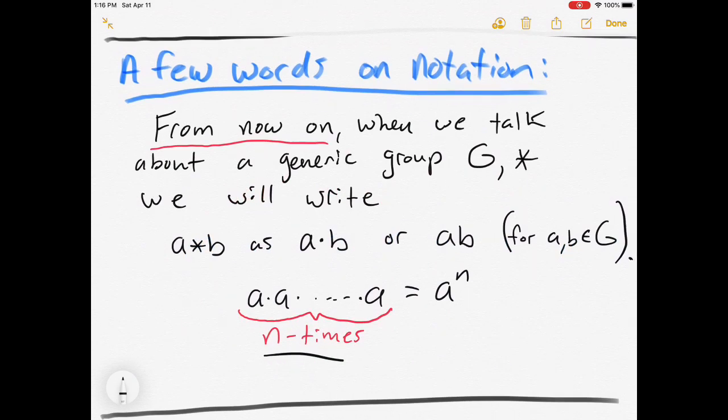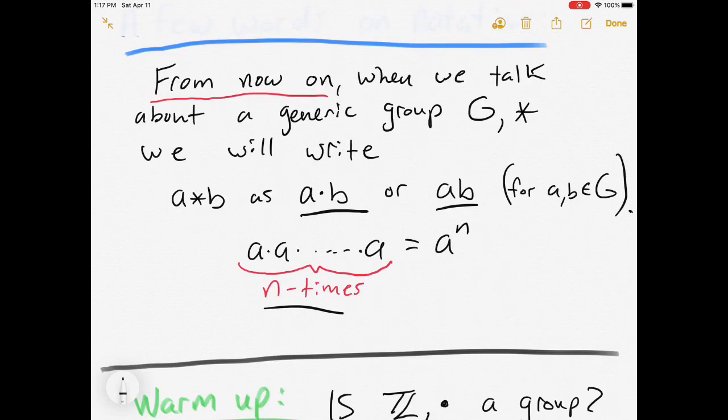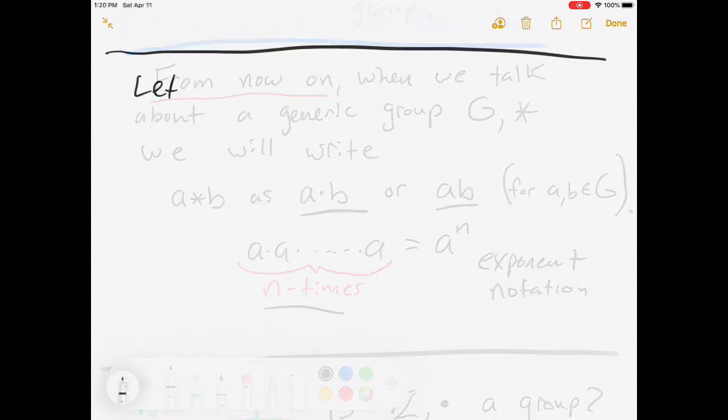A few words on notation. From now on, when we talk about a generic group G with an operation star, we'll write A star B as A times B, or we'll just drop the multiplication symbol altogether. If we apply the group operation to A n times, then we'll usually use exponent notation and write A to the n.